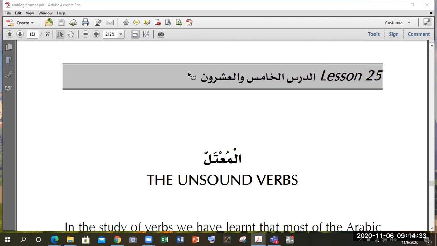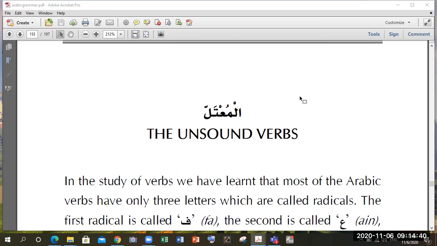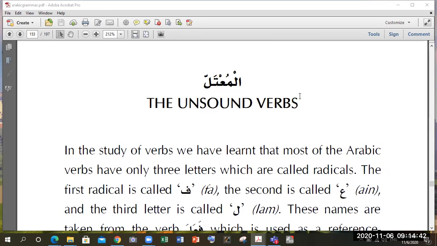Alhamdulillah, bi-idhnillah, we will start today the new topic, lesson number 25, and it is al-mu'tal, unsound verbs. Okay, so we have discussed verbs already, but now we'll say there are different categories of verbs. There would be some verbs which have all clear letters, all consonants.